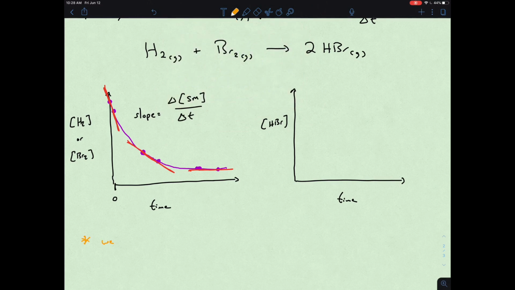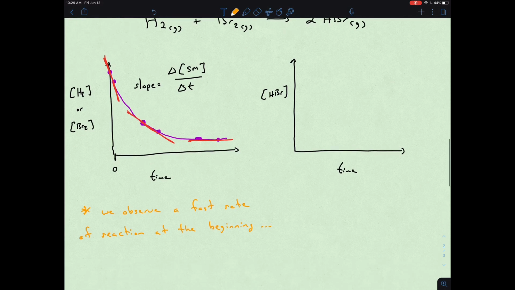And what we notice is we observe a fast rate of reaction at the beginning, but this rate slows down over time. And hopefully that makes sense.